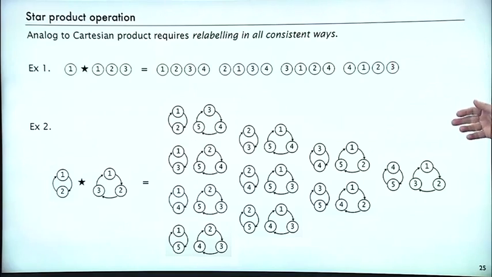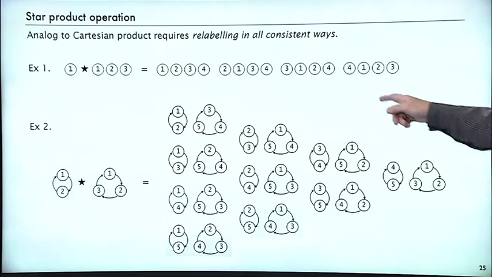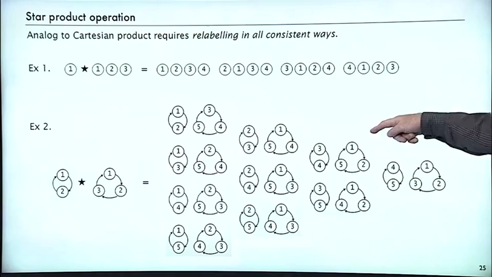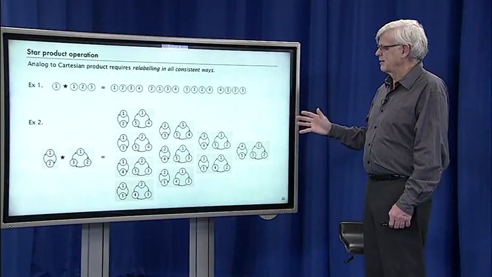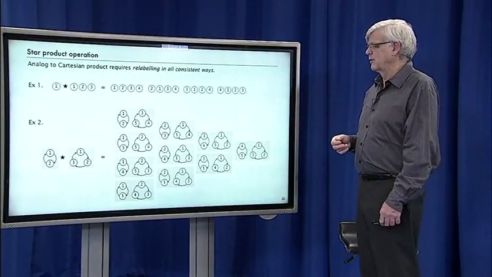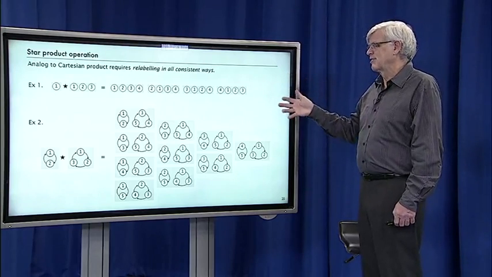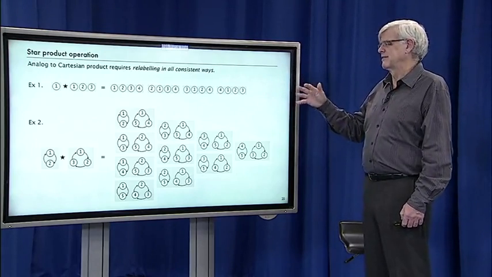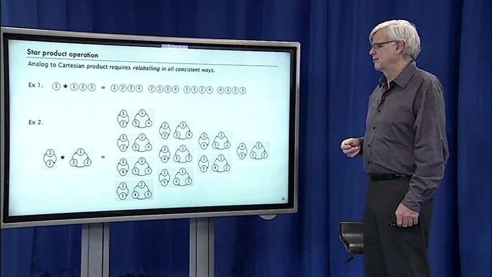Then after you've labeled the 2 cycle, you take the remaining labels and assign them to the 3 cycle, but you have to be consistent and maintain the order. So for example, with 3, 4 as the labeled 2 cycle, the remaining labels are 1, 2, and 5, and they have to go in that order. So that's the star product operation, relabel in all consistent ways. And when we get to applications, we'll see why that's not just intuitive, that's fundamental to working with labeled objects.